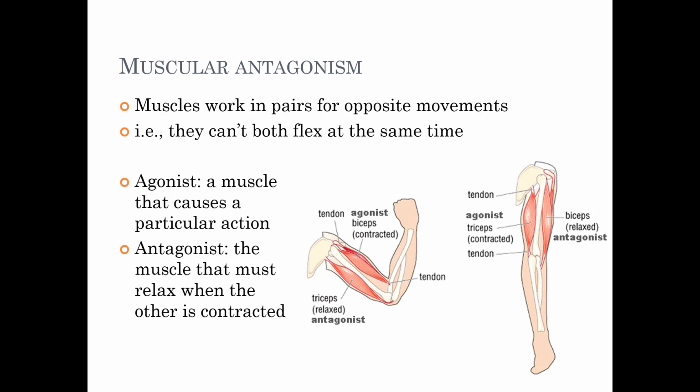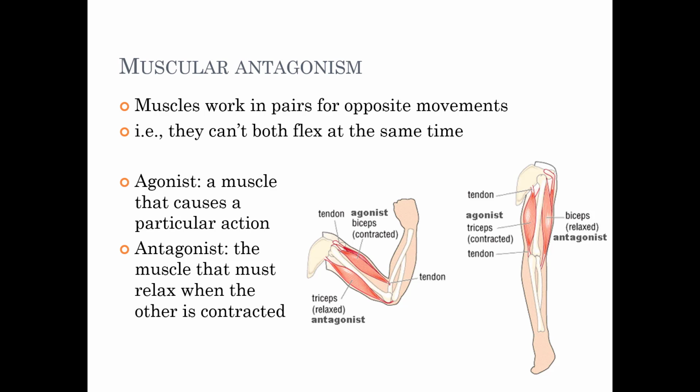Whenever we talk about muscular antagonism, one muscle causes a particular action, and the one that has to be relaxed is the antagonist. So for example, in order to flex and extend our lower arm, we have the biceps brachii muscle and the triceps brachii muscle. The biceps brachii muscle is contracted during your lower arm flexion. At the same time, your triceps brachii muscle has to be relaxed. When you are flexing your lower arm, the biceps brachii is the agonist and the triceps brachii is the antagonist.